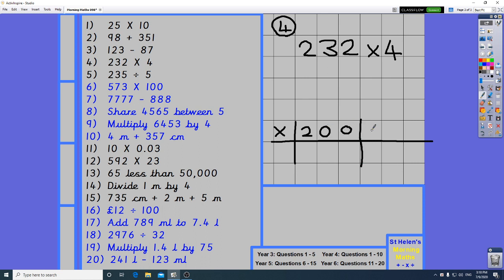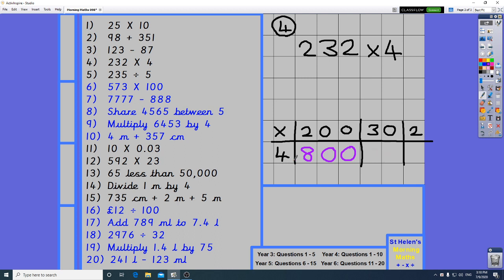200, 30, 2. It's very similar to the partitioning method. Remember the last few days I've been doing 2 methods. This time I'm just going to do this, which is called the grid method. Okay, 4 times 200. That's going to go in here. So 4 times 2 is 8, and I just place 2 zeros, because 4 times 200 is 800.